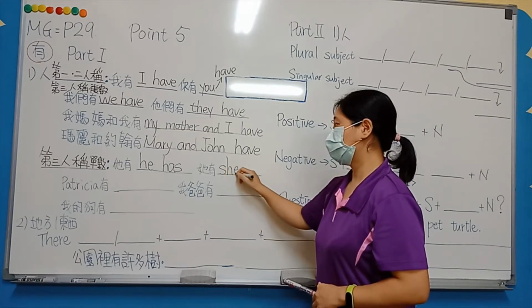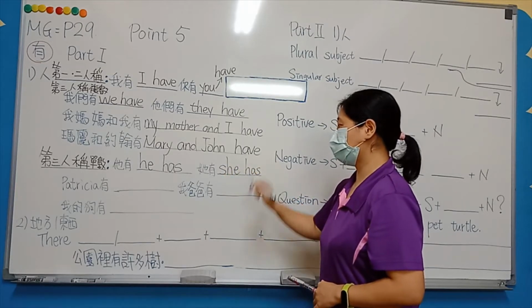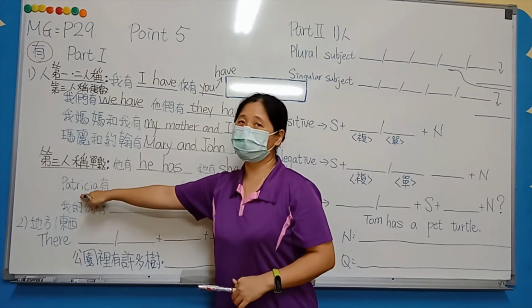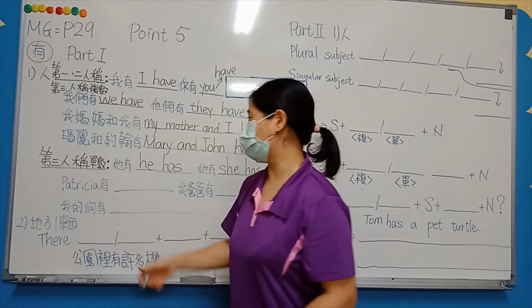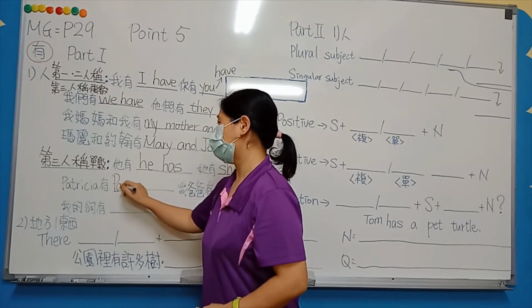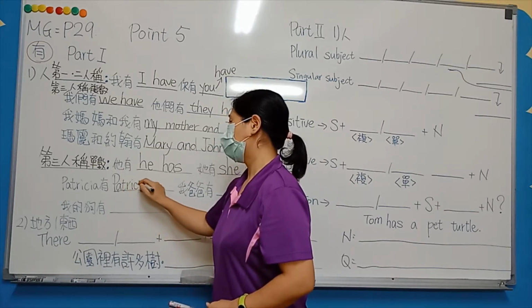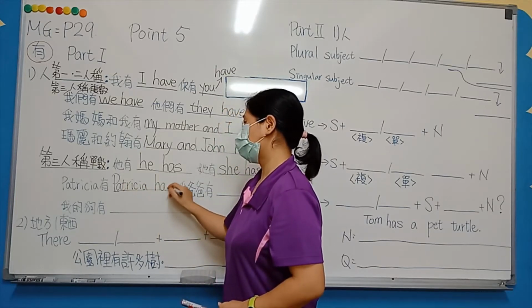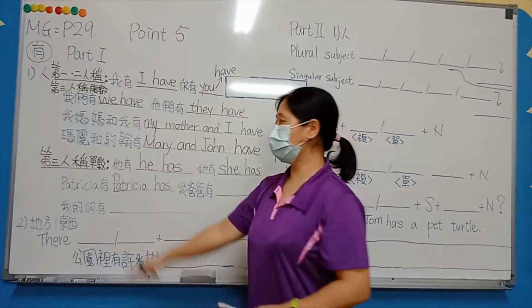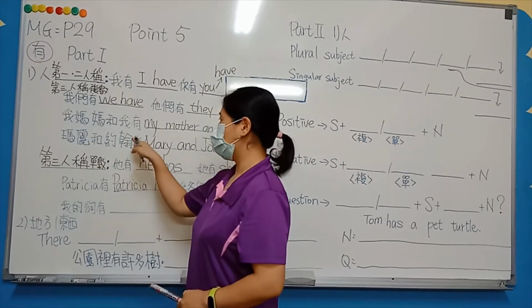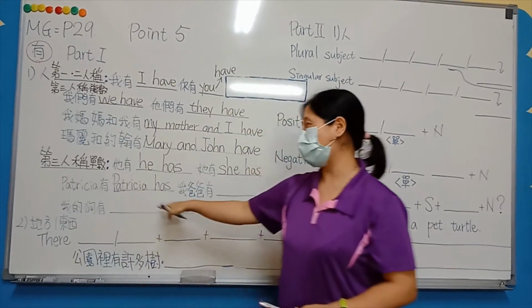She has. Okay? Here is a name. Patricia is a name. So you just need to write down Patricia has. Okay? If this one is like Mary has, John has, Patricia has.